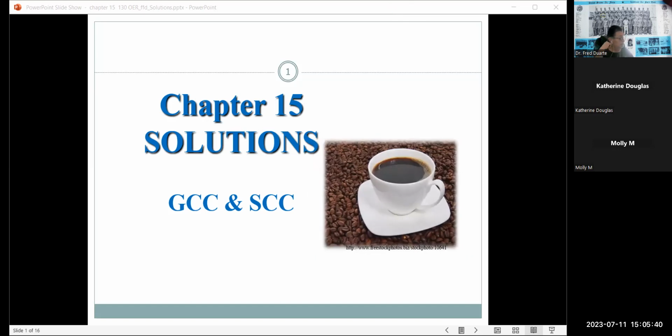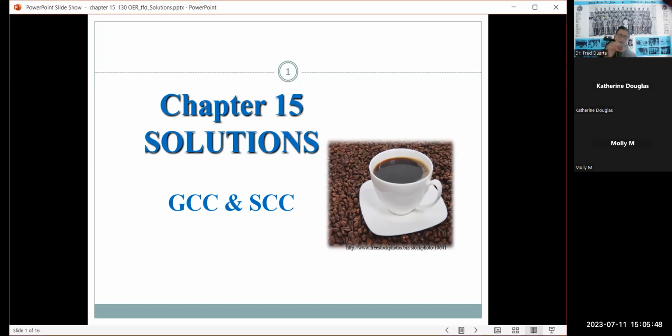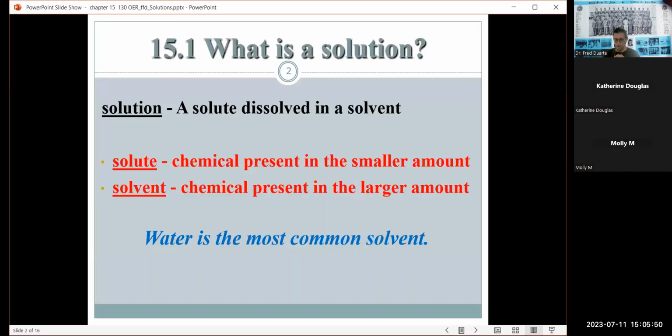All right, so in this particular chapter, we're dealing with solutions. So we're going to talk about coffee now. What exactly is a solution? A solution is basically defined as a solute dissolved in some type of solvent, okay? In essence, the solute is whatever chemical is present in the smaller amount, and the solvent is present in a larger amount.